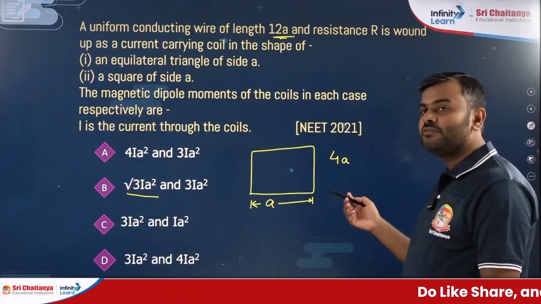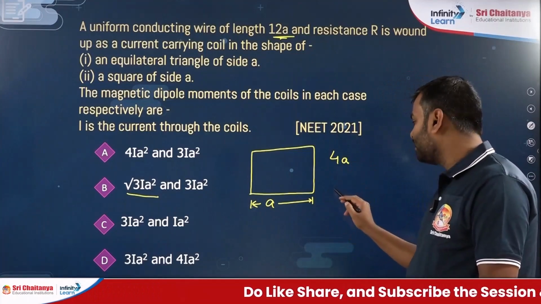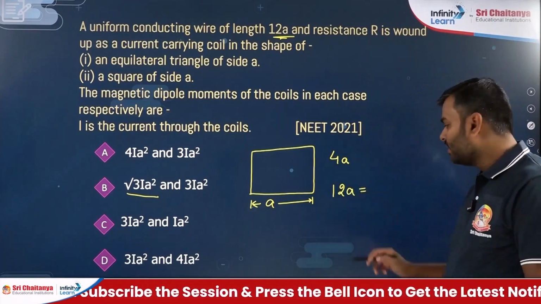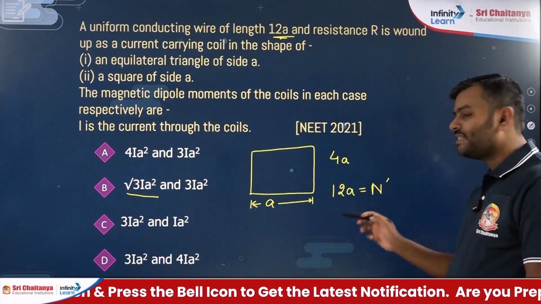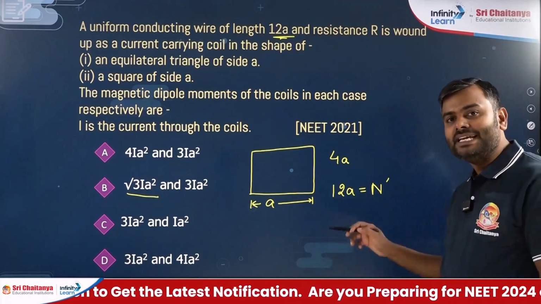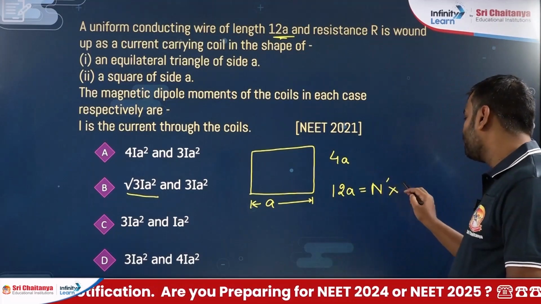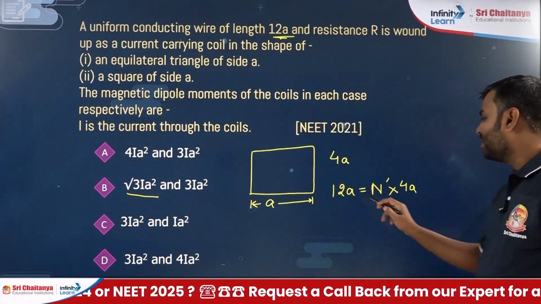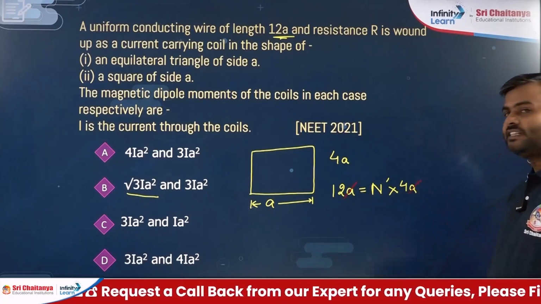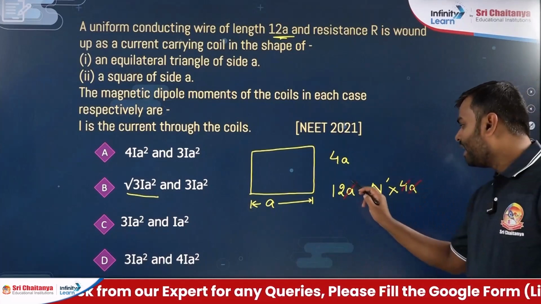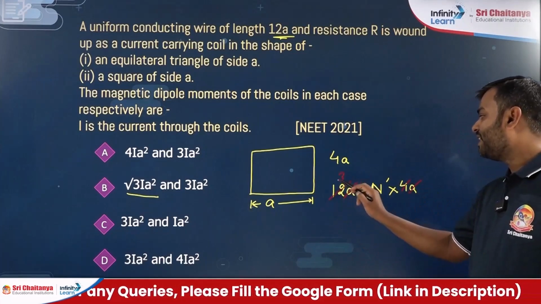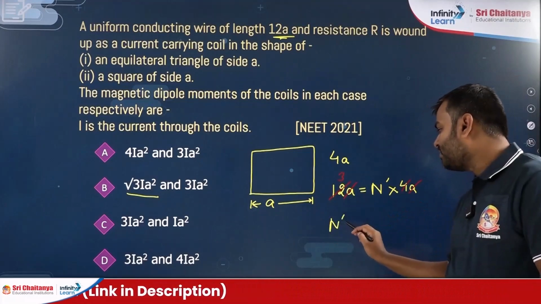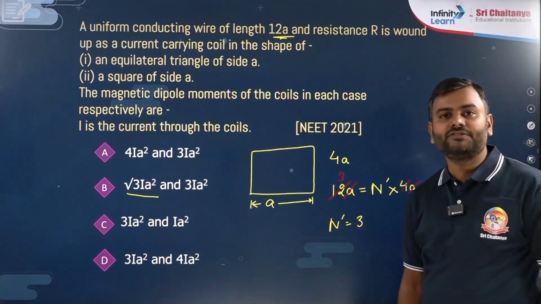So number of turns, how can we calculate? You can simply take total length, which is 12A, and equate it to the number of turns. Last time I took N, so this time I am taking N dash into 4A. The A is cancelled on both sides, and the 4 and 12 also get cancelled, so we get 3. Finally, the N dash value we are getting is 3.